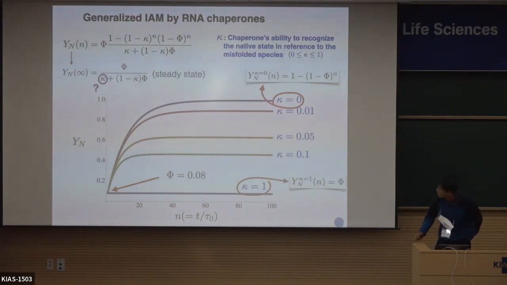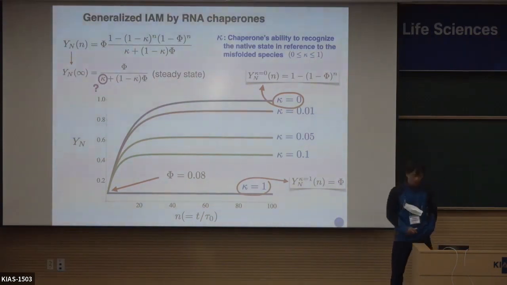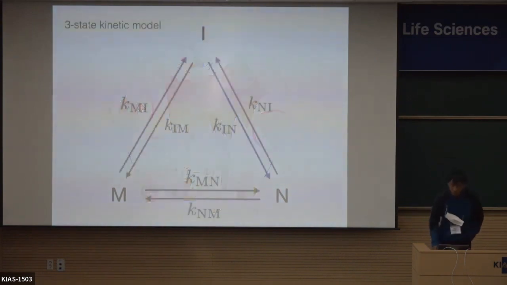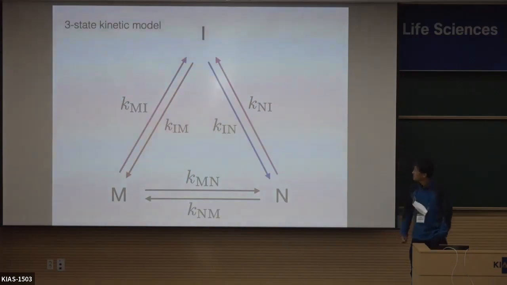So, but what is the meaning of this kappa? To get a better idea, we can map this entire landscape picture into a three state model. If you see it, there's an arrow going down and an arrow going up, and there is some transition from misfolded state to native state, a potential transition between these two states. Therefore, you can map this one into a three state reversible kinetic model like this.